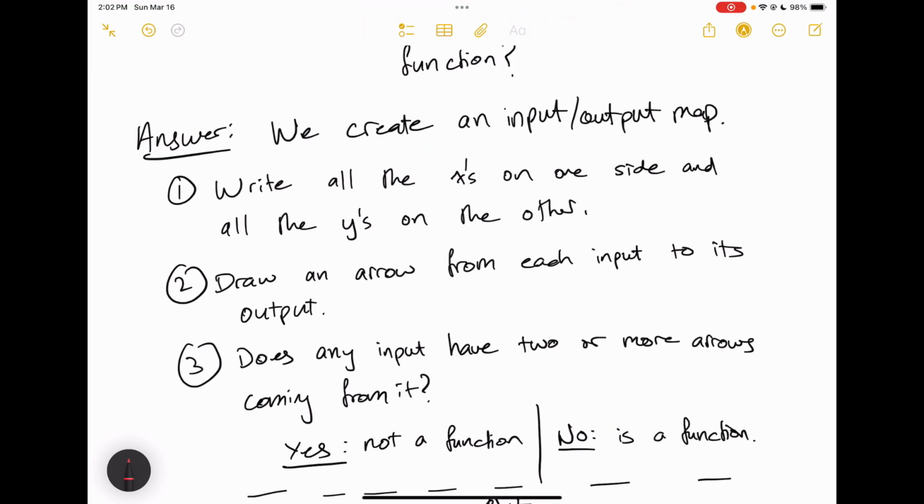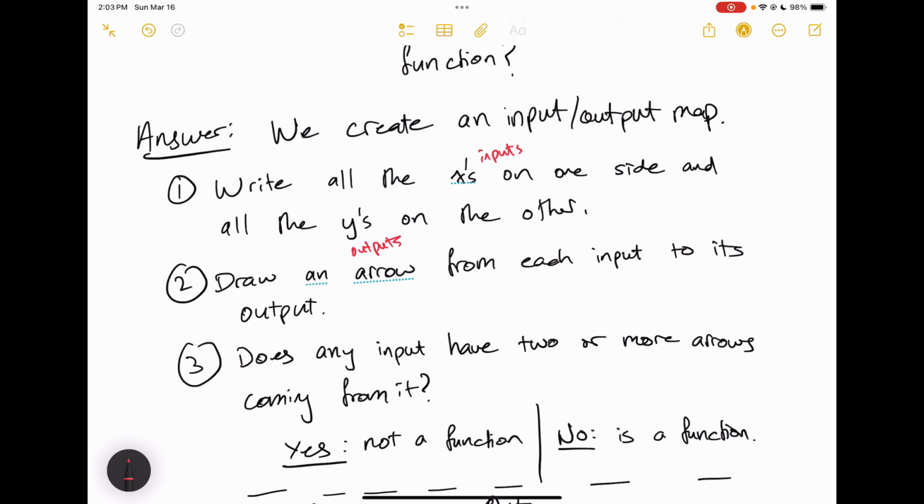We're going to start off by writing all of the x's, or in other words, the inputs, on one side, and all of the y's, in other words, the outputs, on the other side. Most of the time we have the inputs on the left and outputs on the right. It's only natural for us, reading from left to right. Then we're going to draw an arrow from each input to its respective output, not to whatever, but to the one that it came from based on the point.